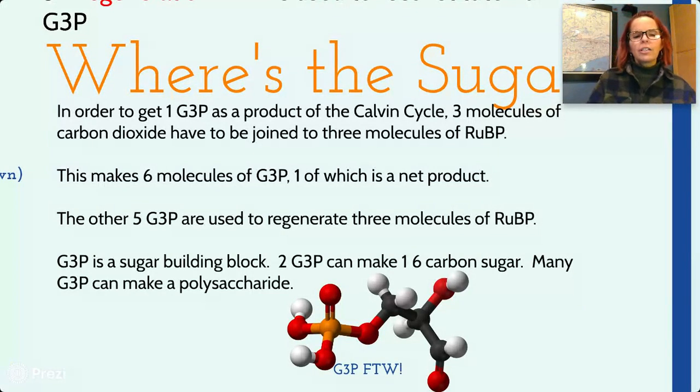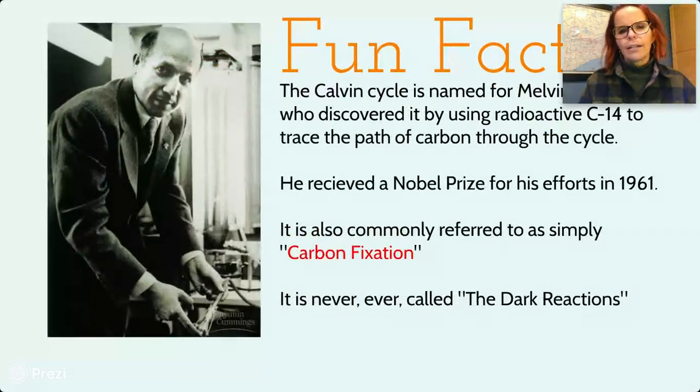So the other five G3P molecules are used to regenerate 3 molecules of the RuBP. G3P is a sugar building block. 2 of them can make 1 6-carbon sugar. Many of them make a polysaccharide.